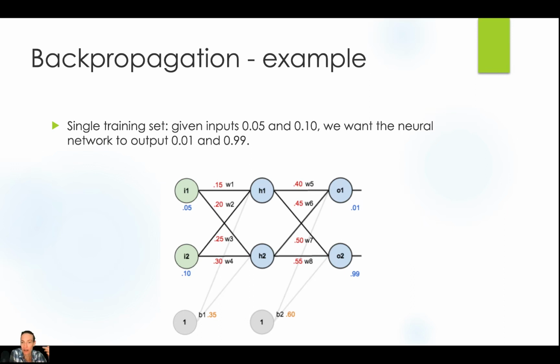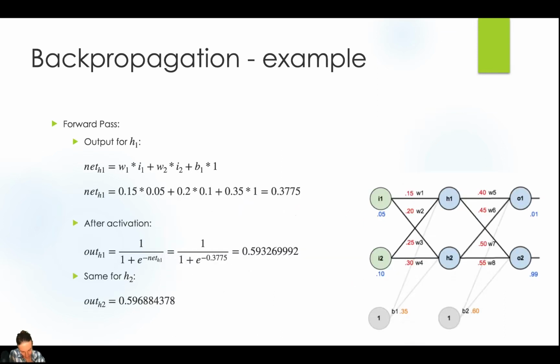So imagine you have a single training set. It's been given inputs 0.05 and 0.10, and we want the neural network to output 0.01 and 0.99. So the inputs here and the desired outputs here. How do we get started on this? First we do a forward pass through the network. We just calculate what the predicted outputs are before we make any changes to the network.